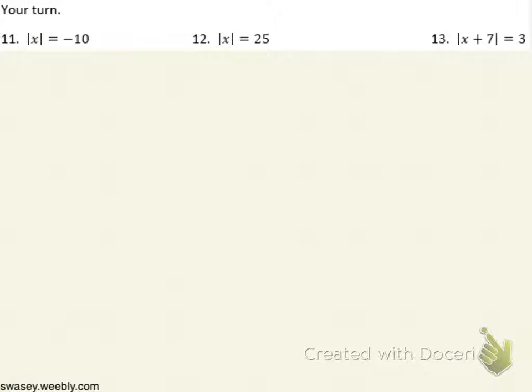Alright, pause the video and try these three problems. Alright, number 11, you have the absolute value by itself equal to a negative. There's no number that we can take the absolute value of and get negative 10. So number 11 is no solution.